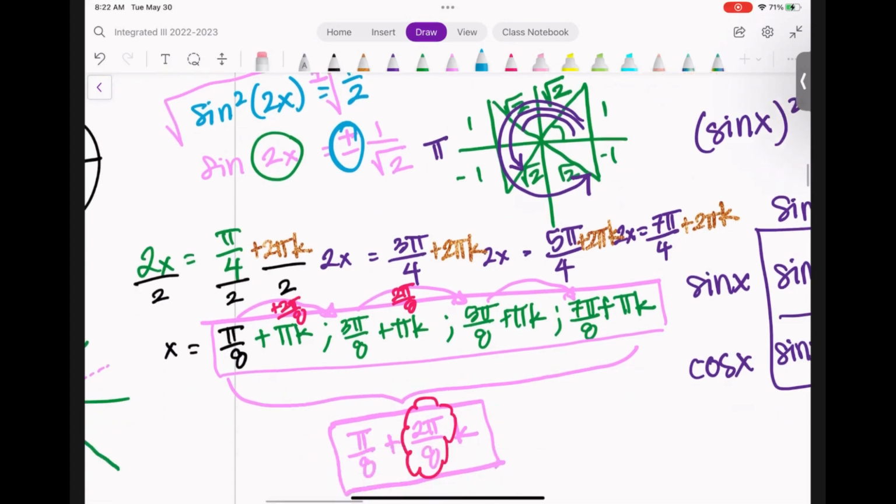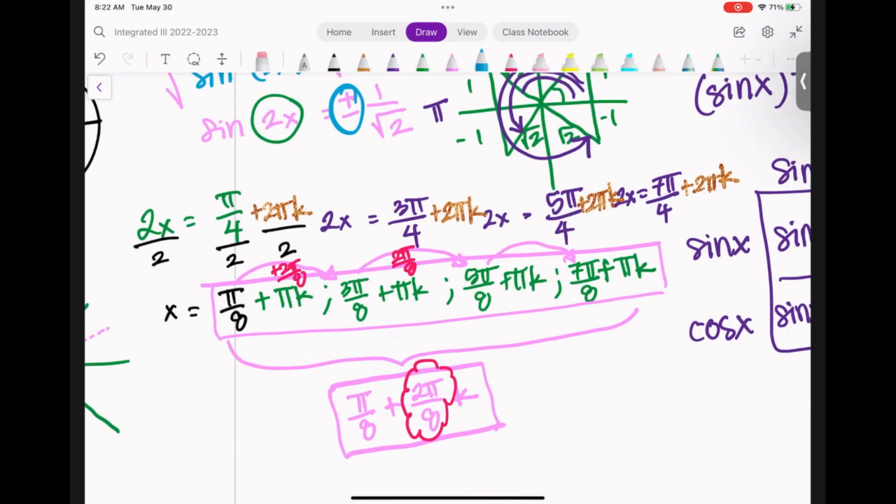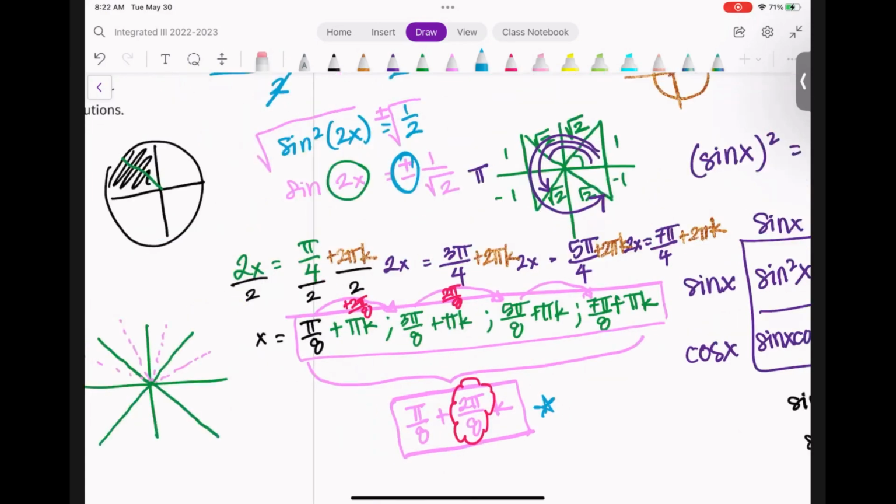Now, if you're trying to push yourself to the next level and you're trying to get this answer right here, you're just looking for the pattern between pi over 8 and 3 pi over 8. And then once you see how much you're adding, then you'll just add that amount in. Okay. All right. Thank you for listening.